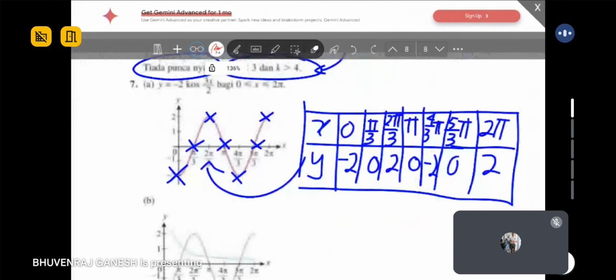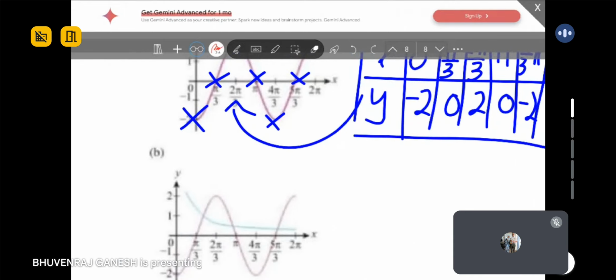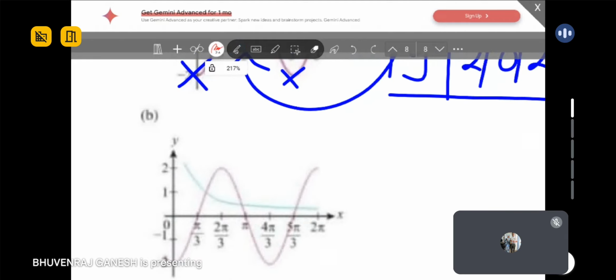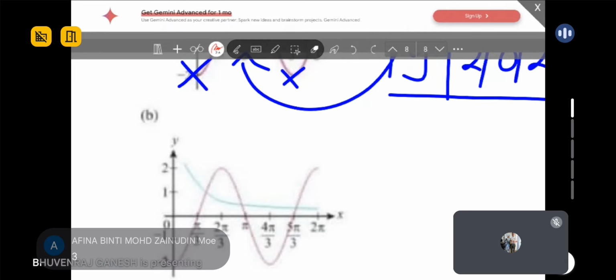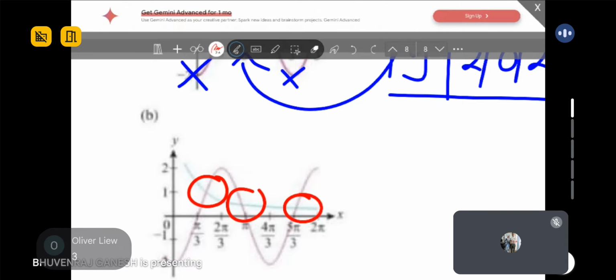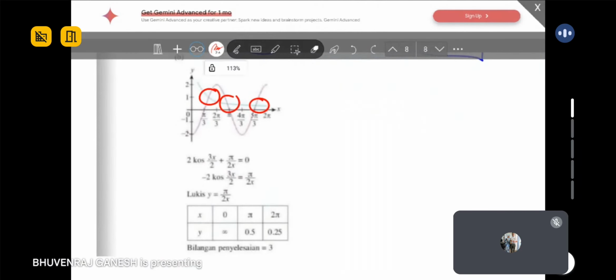You can start drawing. You see that your trigo graph remains the same. The trigo graph does not change. You just need to draw this line. So may I know guys, how many points of intersection? Or how many solutions? The answer is 3. 1, 2, 3. 3 solutions. Okay? Finished.